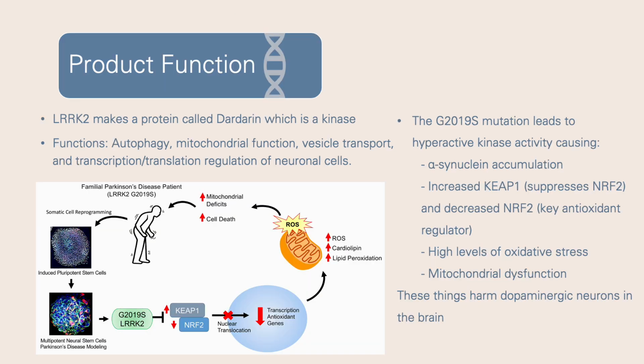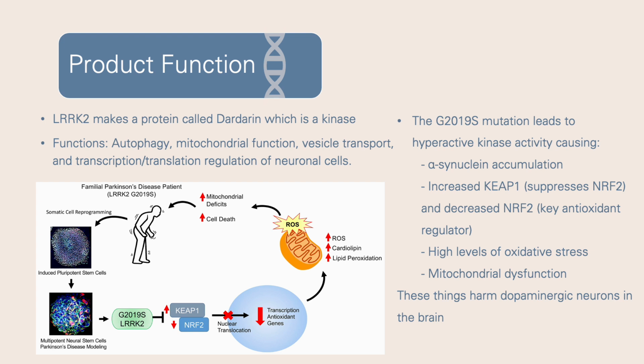Like I mentioned before, LRRK2 makes a protein called dardarin, which is a kinase. The normal functions of dardarin include autophagy, mitochondrial function, vesicle transport, transcription, and translation regulation of neuronal cells. The G2019S mutation leads to hyperactive kinase activity. This causes an increase of alpha-synuclein accumulation.